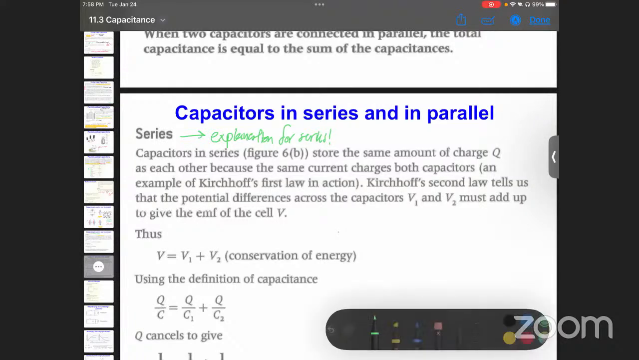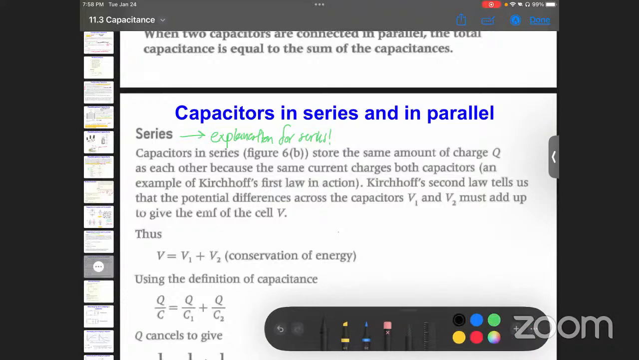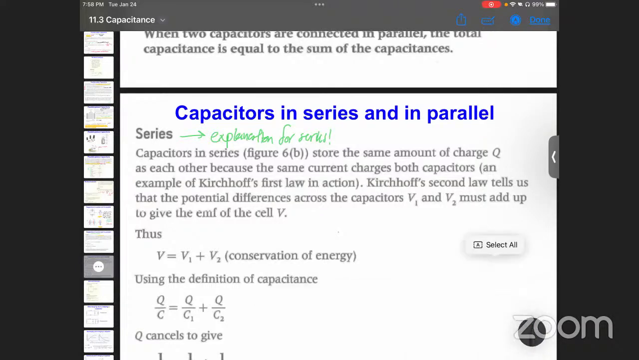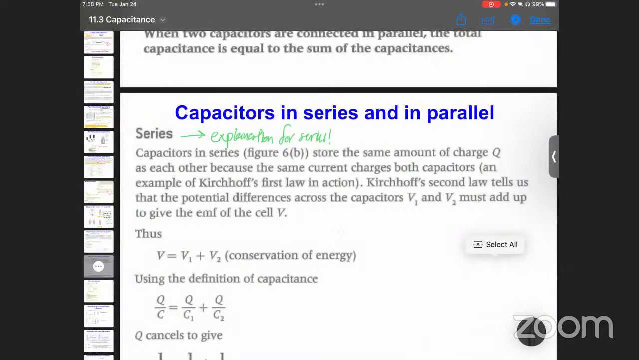What are Kirchhoff's two laws again? I'm sorry, you're saying? What are Kirchhoff's two laws again? I can't hear you. Sorry, try again. What are Kirchhoff's two laws? I cannot say the resistance law.